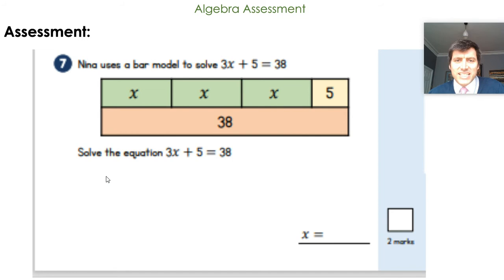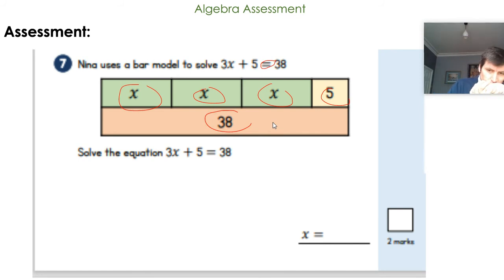So we've got x's, 3x plus 5 along here. So we can see 1, 2, 3x plus the 5, and that's the same value as 38. That's why the pink bar at the bottom is the same width as those 4 values combined. Now, I've got to work out what x is worth. Well, first thing I can do is get rid of 5 from both of these.